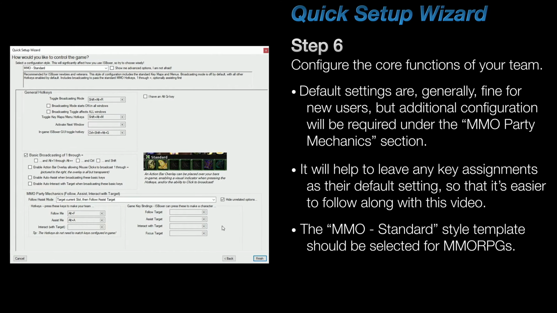On step 6 is where you configure some of the core functionality for your team, and while most of this can be left as default, there are a few things to talk about. Now, before getting started here, I will suggest that you leave any pre-assigned keybinds as their default setting, not only here in the wizard, but all throughout ISBoxer, at least for right now.